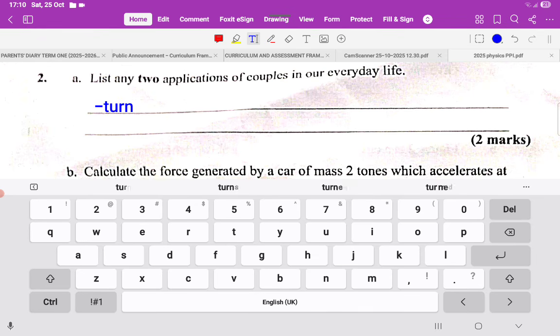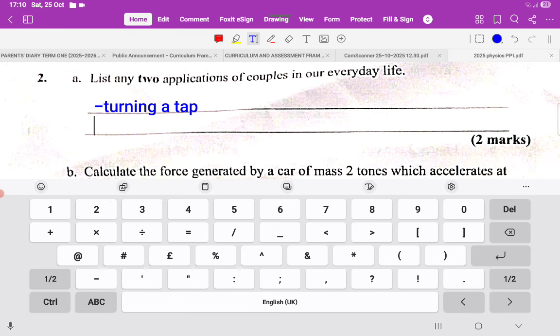So one of the applications is turning a tap. When you're opening a tap, you want to get water from it. You do apply a couple of forces, so one force acts in the direction opposite the other.